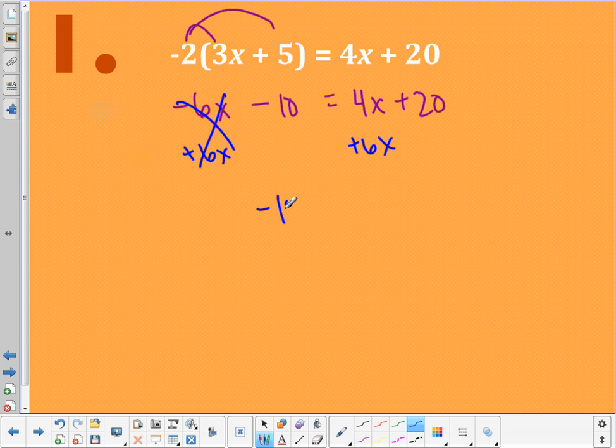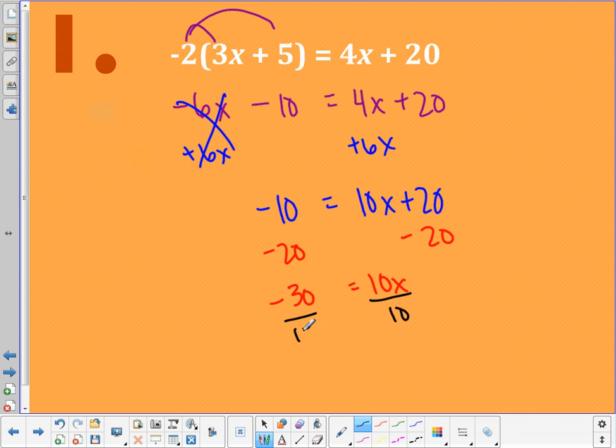Negative 10 is the only thing over here. Then I have 10x plus 20. Then the next thing I would do is subtract the 20. So I have negative 30 is equal to 10x. And last but not least, divide by the 10. And I get negative 3 is equal to x.